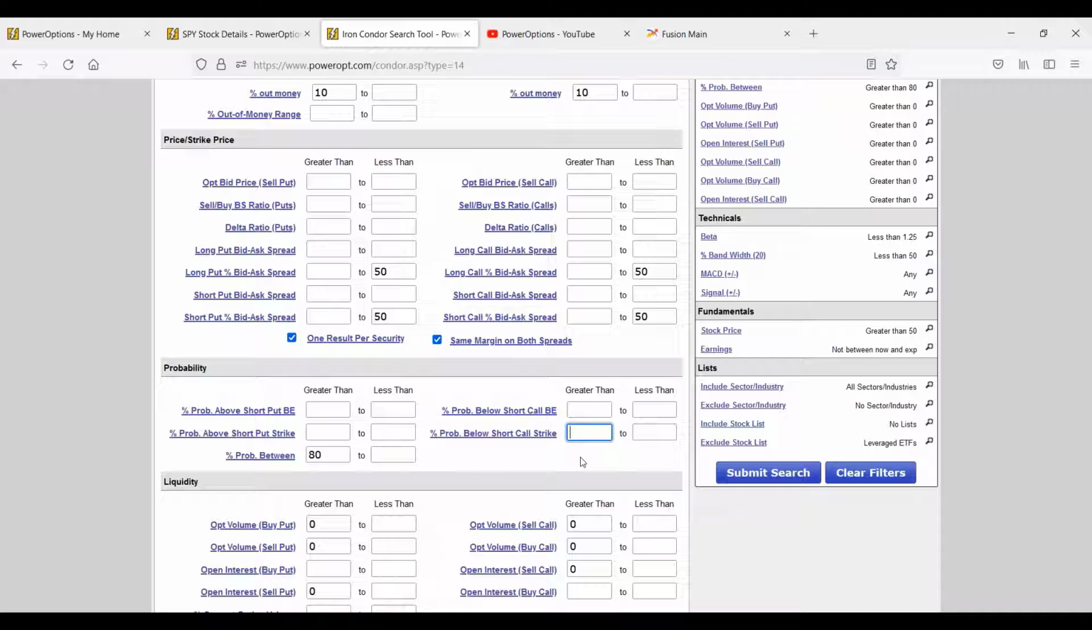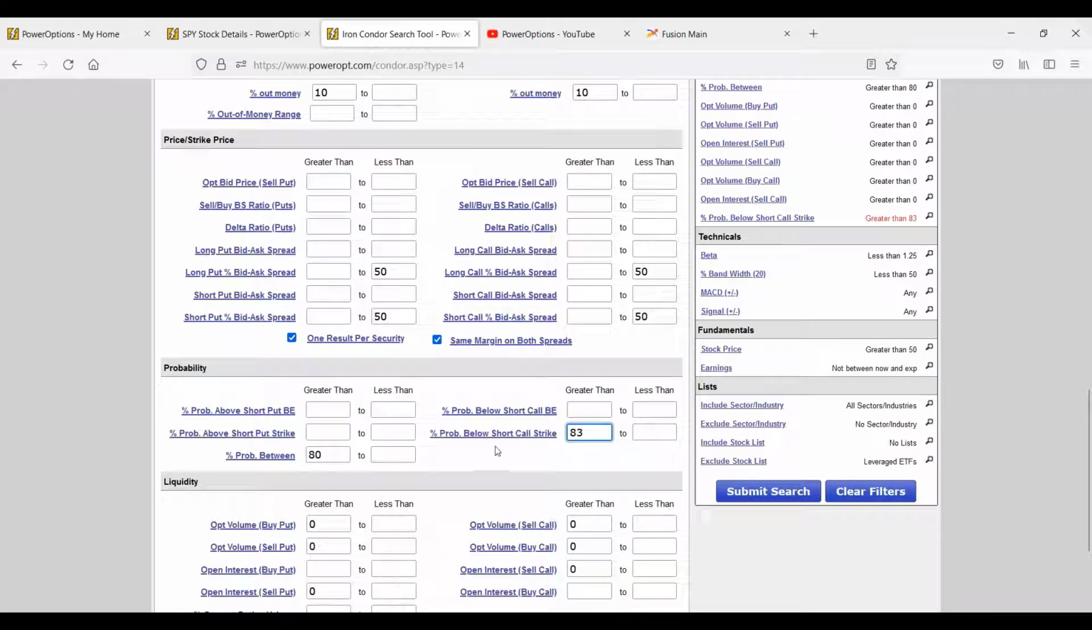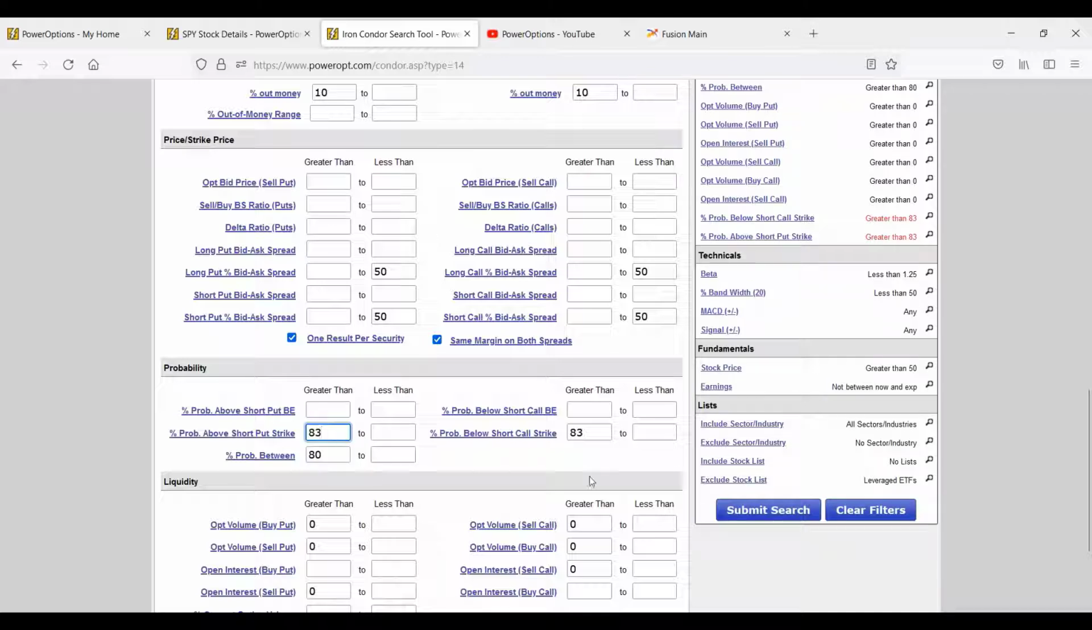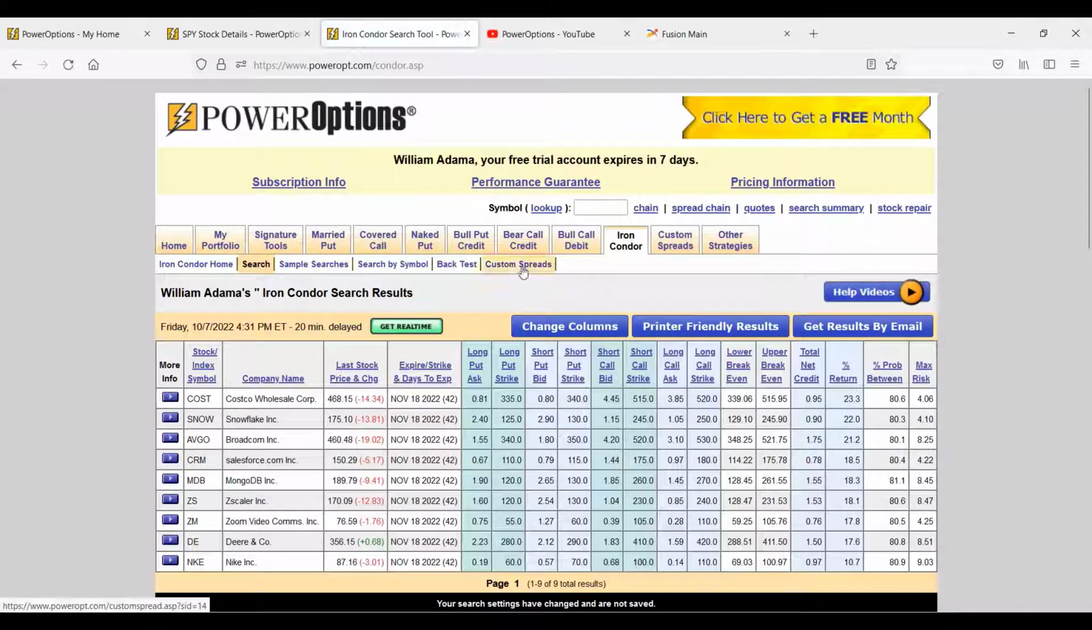So if you wanted a delta on the sold call and the sold put on your Iron Condor of 0.15 or less, I'm going to start off with a probability, say, of greater than 83% below the short call strike price, and a probability of 83%. And I'm going to run the search. We only had 4 or 5 results that came up initially. Oh, good, they're still here.